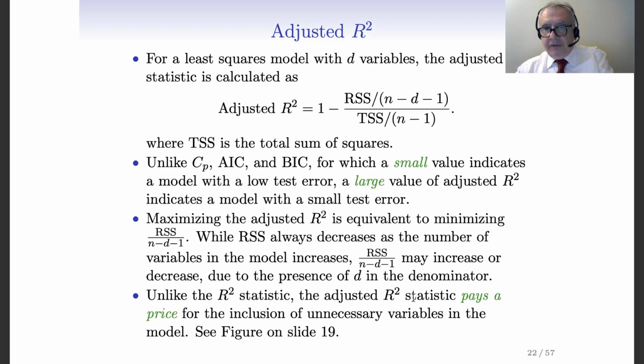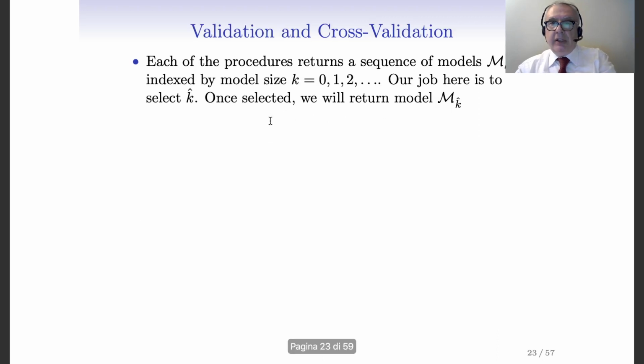And the difference, as I already said, with respect to the R squared statistic is that the adjusted R squared pays a price for the inclusion of unnecessary variables. So if you include a variable that does not reduce RSS, anyway this variable is going to reduce this denominator, and therefore it is increasing the ratio of RSS over this term, and therefore, because there is the minus, it is reducing the value of the adjusted R squared.